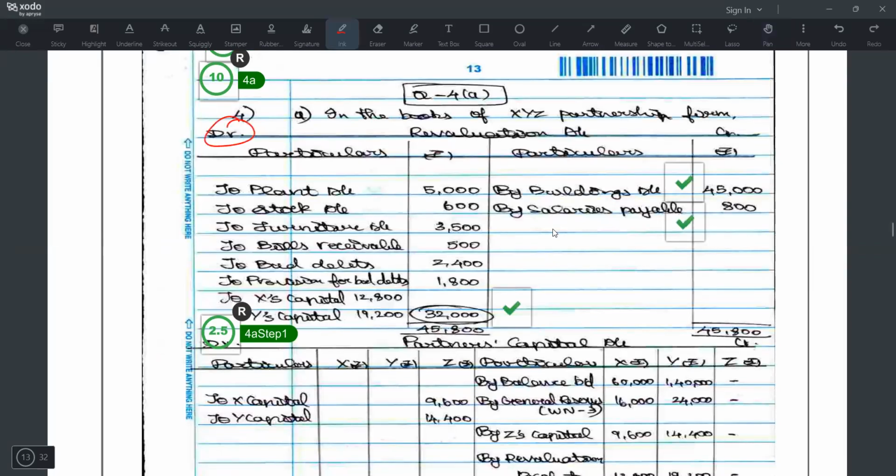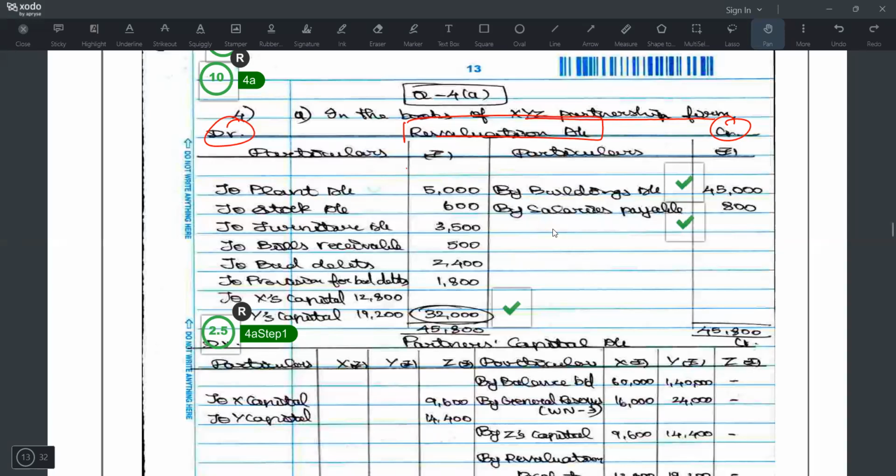Okay. So he has done everything. Debit basics are strong. Debit credit in the books of XYZ partnership firm. Revaluation account. Particulars is done. His handwriting is a little bit bigger, so he is making use of the margins. You can also utilize it, but I will tell you to try to minimize the usage of those. Don't go everything towards the margin.